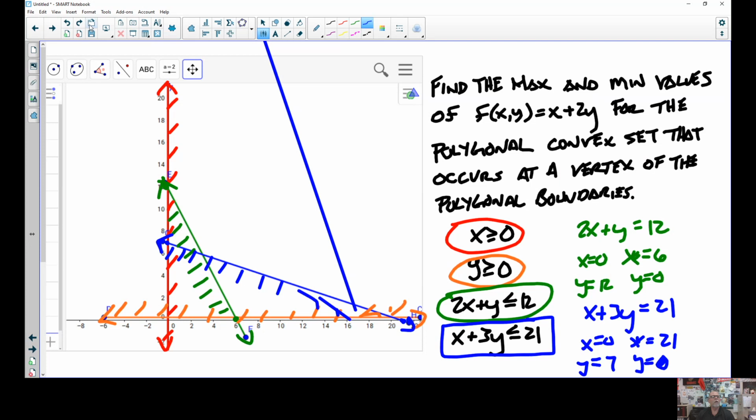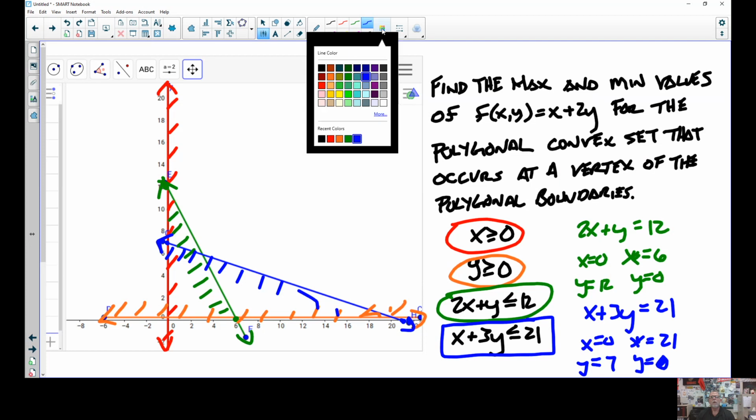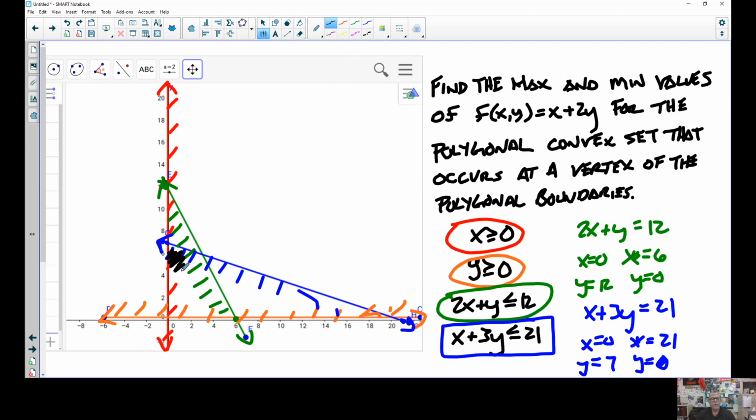Whoops, let's not do that. Let's go back here and do that. And now I need black back. What we have now is this region in here, right? Everything inside here. So that's going to be a vertex here, a vertex here, a vertex here, and a vertex here. Well, some of these we already found, right?